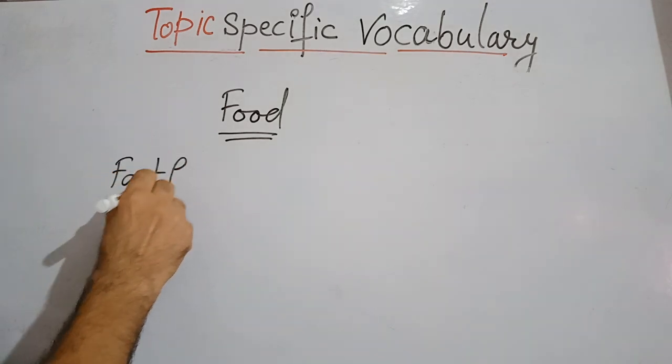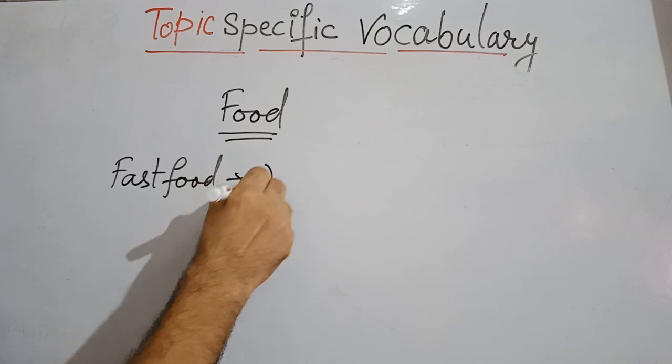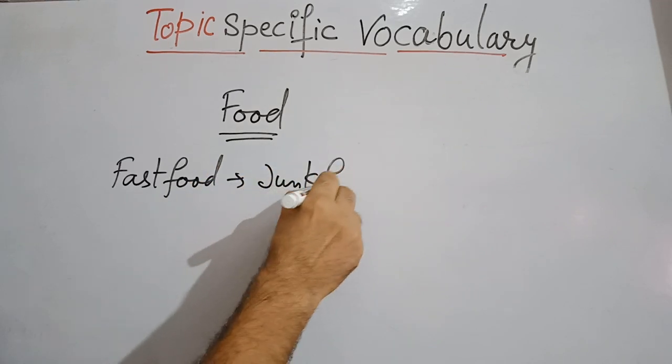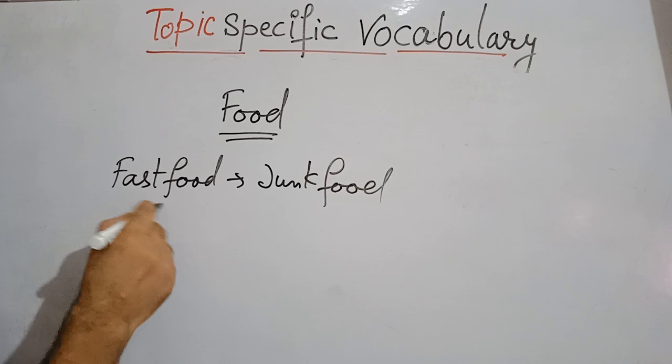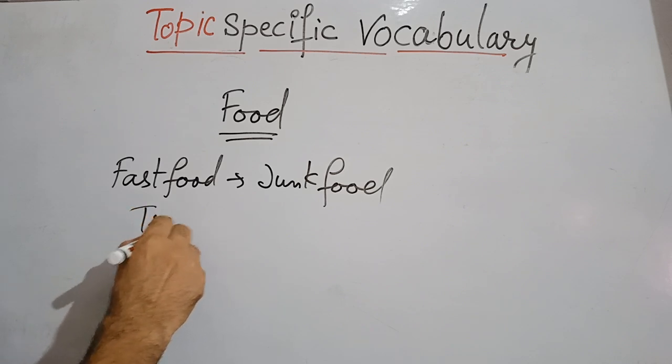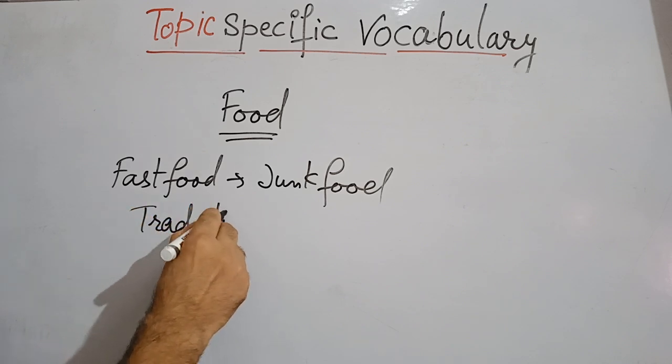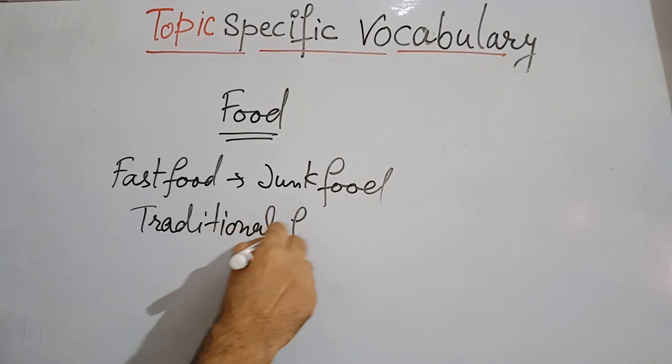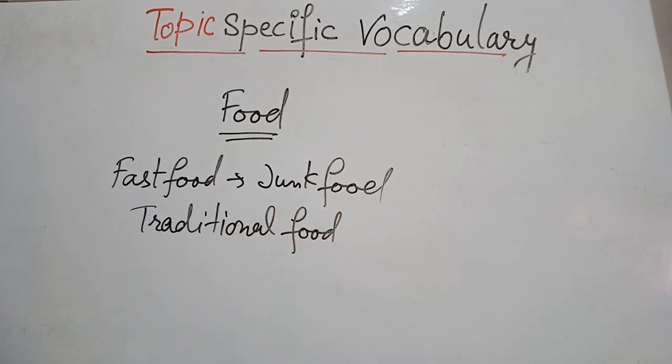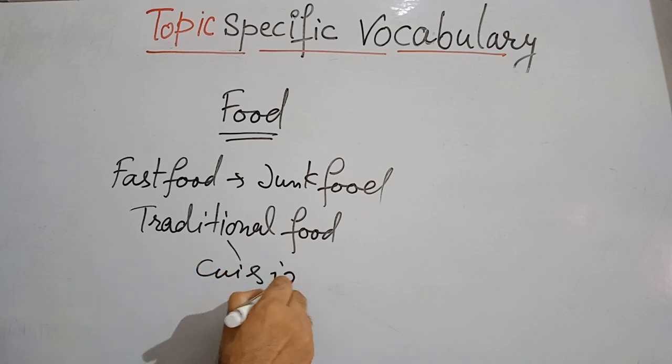This is a common word. We also call it junk food. Then we have traditional meals or traditional food, like Punjabi traditional food. We also call it Punjabi cuisine. Cuisine. They are our traditional meals.